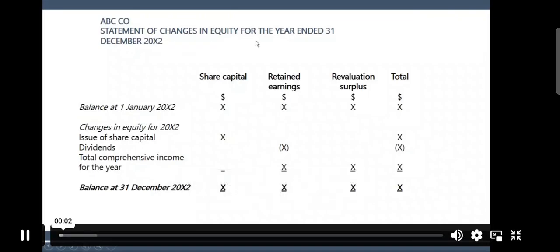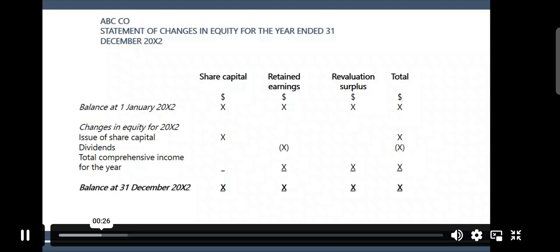Statement of changes in equity for the year ended 31st December 2002. As we discussed before, equity is the money which belongs to the owners of the business. This is called shareholders' contribution, shareholders' wealth, or shareholders' worth according to the balance sheet. Mostly shareholders are very much interested in equity because this is something which belongs to them.